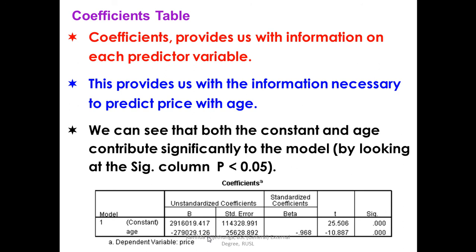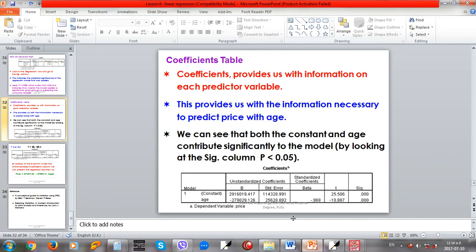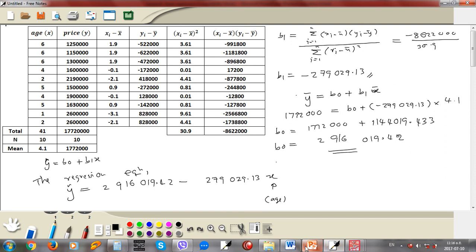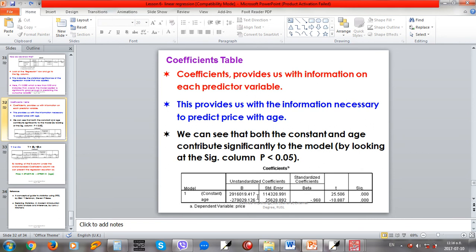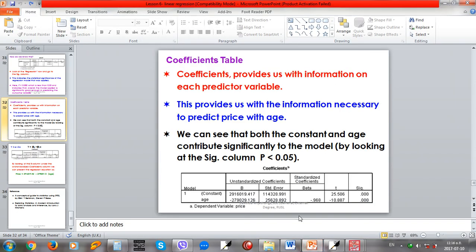If our manual calculation is correct, we have to get the same answers. We'll see it, right? Here we got this value and this value. Then we check with this: 2,916,019.42. Yes, that is the same, no? 417 means 42. And we'll see the other one, 279,029.13. 13 is taken as 126, right? It means our calculation is correct, right?